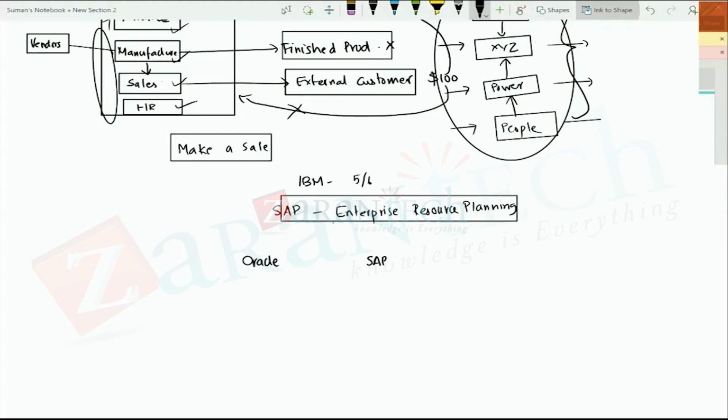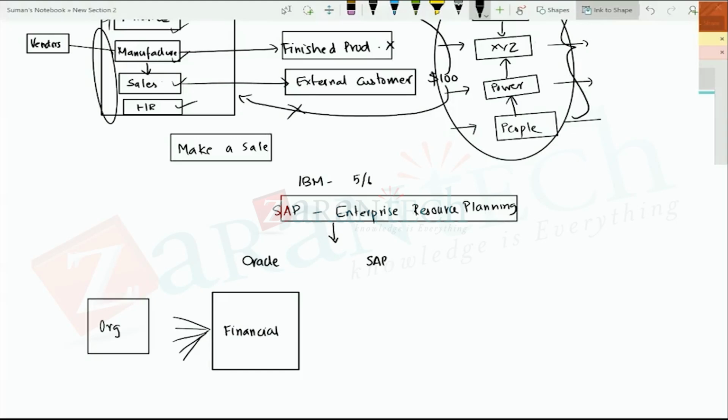What happened is when this ERP became a big trend in the market, Oracle said, okay, I'm going to create an ERP solution. But they had a narrow focus and they only focused on the financial aspects of an organization. They started looking at what are all the different integration points. If you take your entire organization, what are all the different functional points, integration points that reach your financial system? So Oracle came up with this ERP product called Oracle Financials.